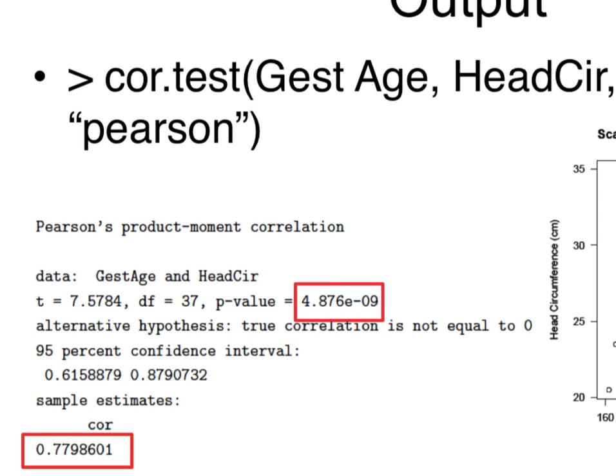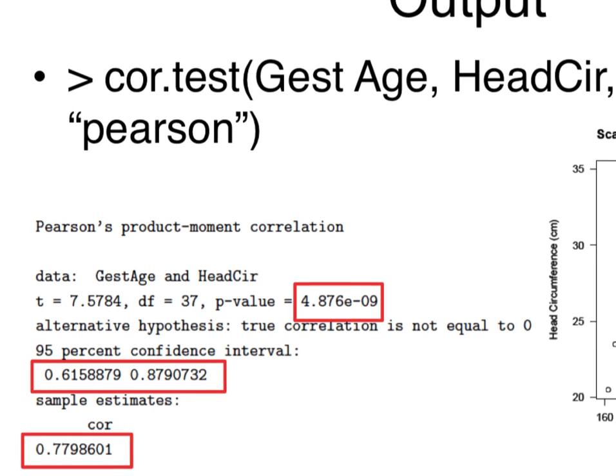We can also see that the p-value associated with the correlation coefficient is less than 0.05. So we can reject the null hypothesis that the true correlation is 0 and have evidence to believe that there's a significant linear relationship between these variables. We can also state that we are 95% confident that the true population correlation for these two variables is between 0.62 and 0.88. Since this confidence interval does not include 0, we can also reject the null based on this.